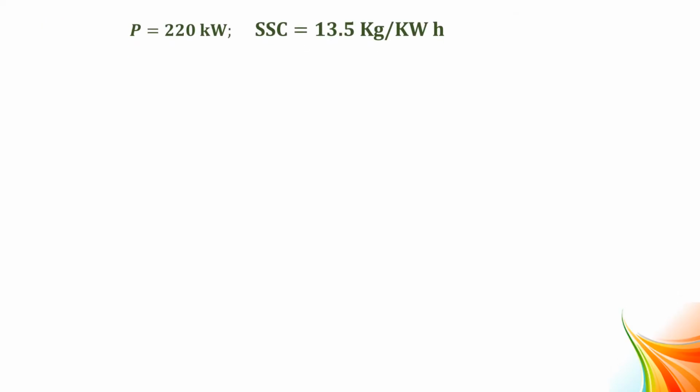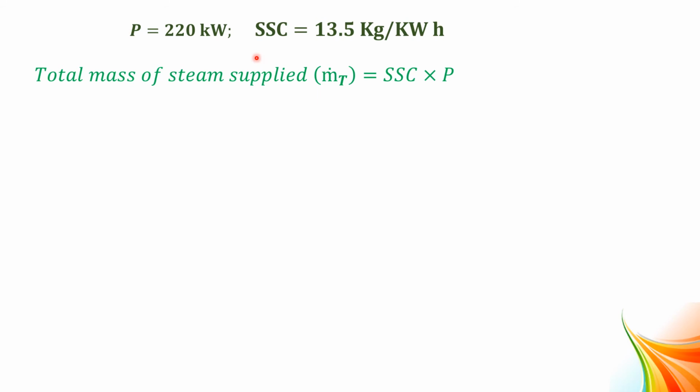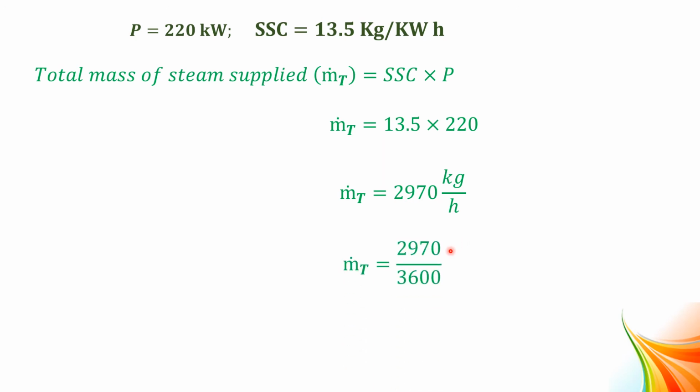In our problem they have given the power P equal to 220 kilowatt and specific steam consumption equal to 13.5 kilogram per kilowatt hour. So from these values we can find the total mass of steam supplied, mT equal to specific steam consumption into power. So 13.5 into 220, we get total mass of steam supplied equal to 2970 kilogram per hour. Now convert this kilogram per hour into kilogram per second. So divided by 3600, we get 0.825 kilogram per second.